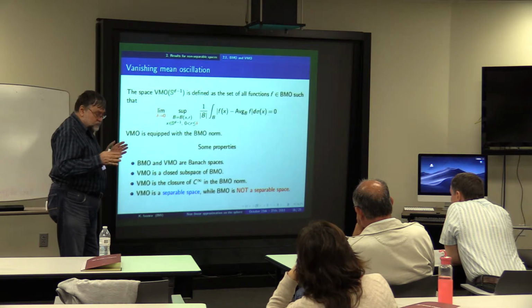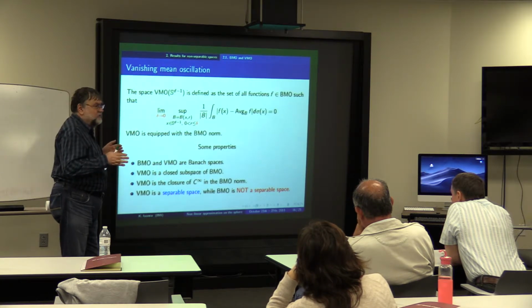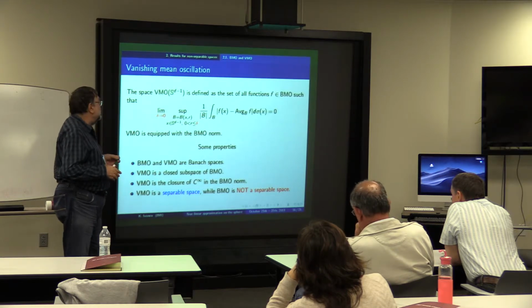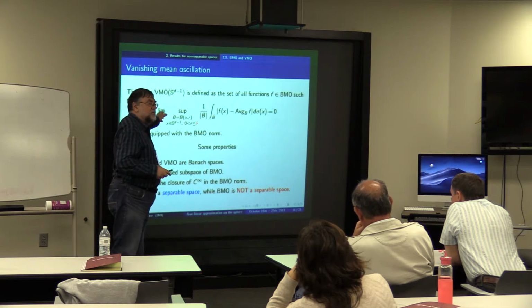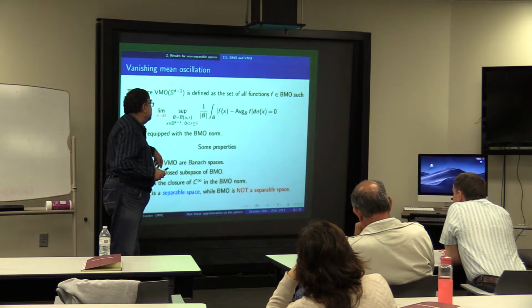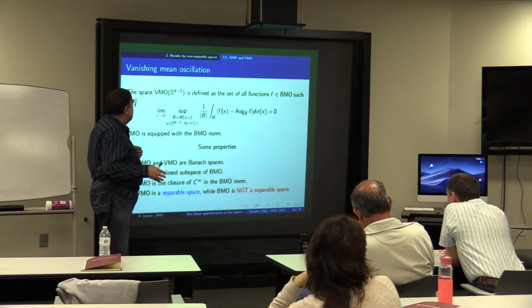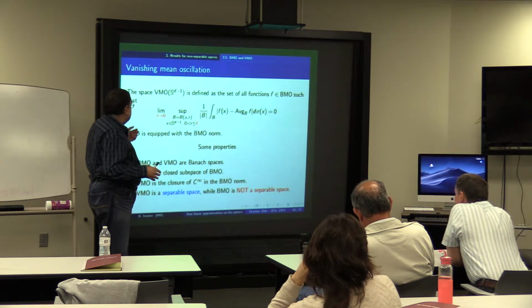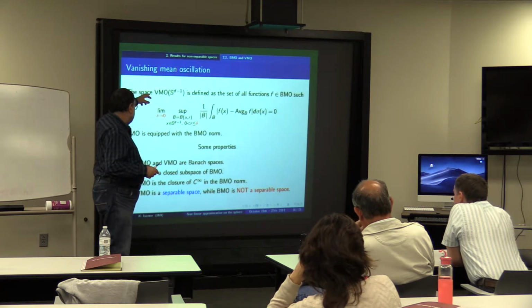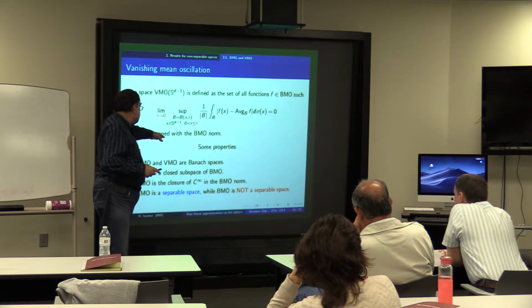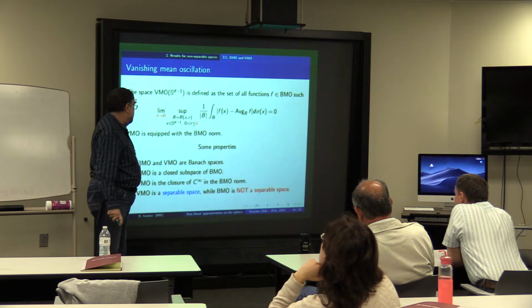Now, for those of you who have worked with vanishing mean oscillation on R^d, it's a little bit different. You have more conditions there. But on the sphere, this condition is the only one which has to be imposed on the bounded mean oscillation functions in order to get vanishing mean oscillation functions. VMO is equipped with the same norm as BMO.